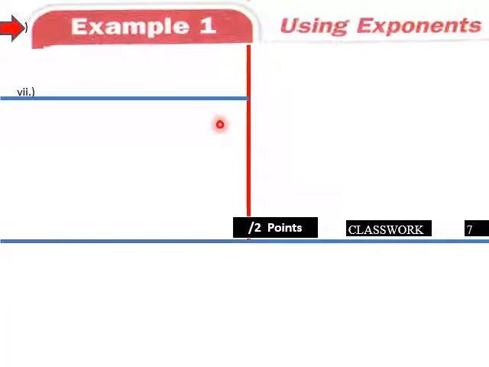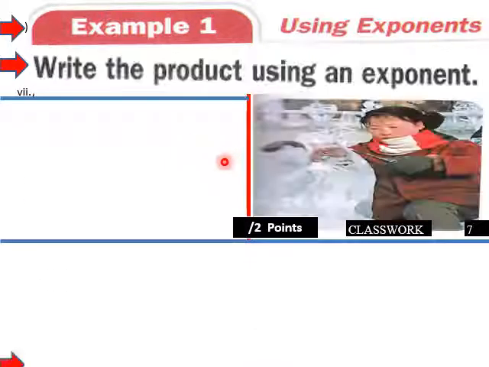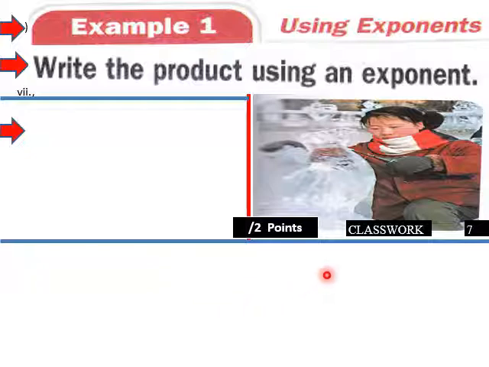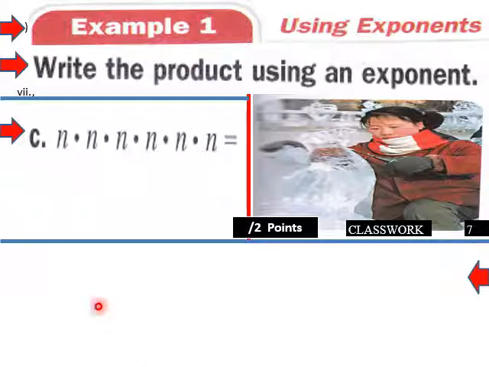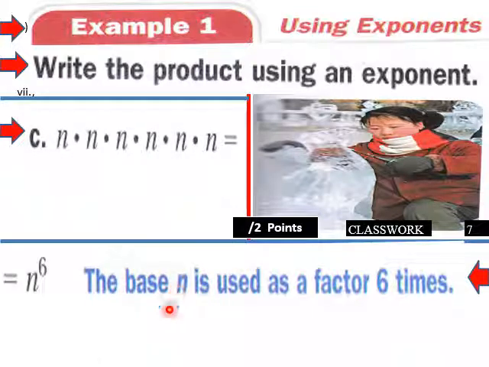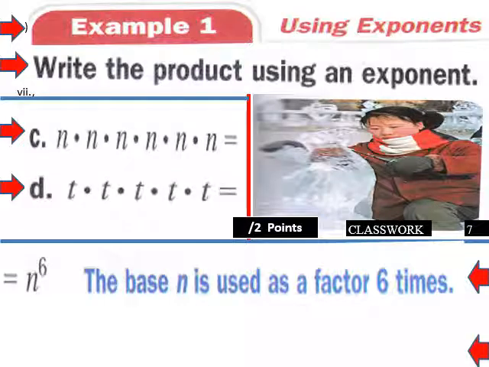And then example 1, write the product using an exponent. We have this here, n. So it'll be n to the 6. n is used as a factor 6 times. And then t would be t to the 5th, t to the 5th power.